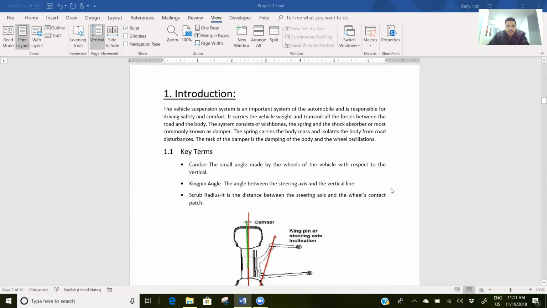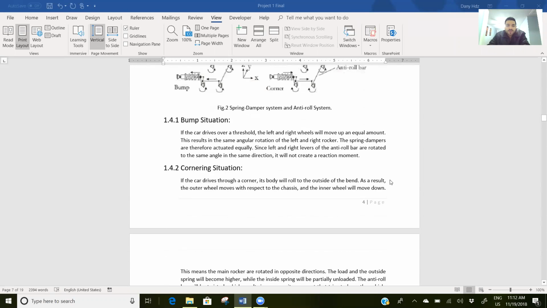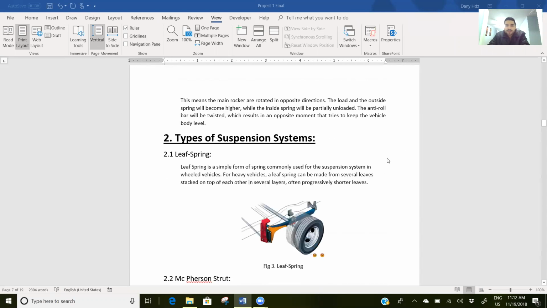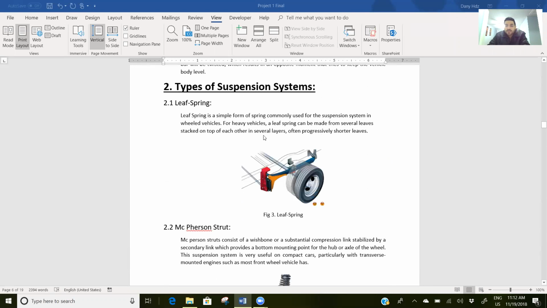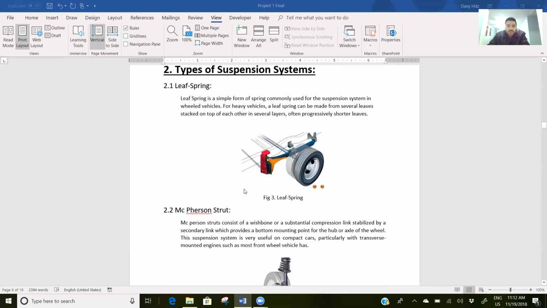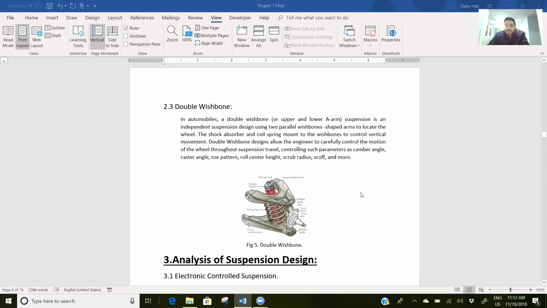I defined previously the different types of automobile suspension systems in my abstract presentation. But here I explain further: the types of suspension system we have are the leaf spring, the McPherson strut, and the double wishbone.